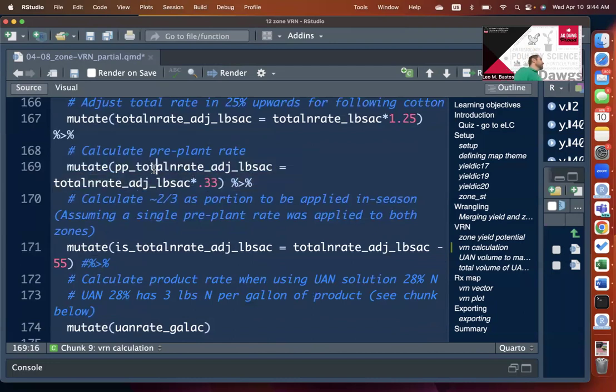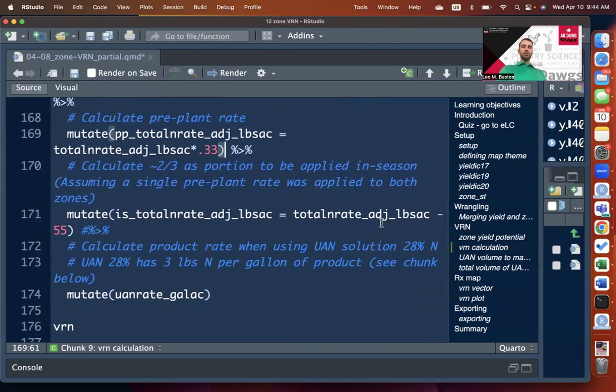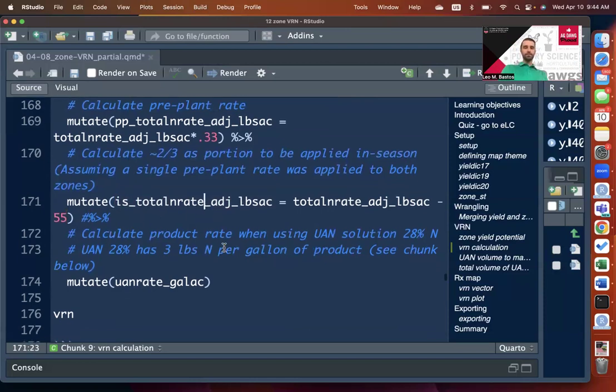So the total is going to be split between a pre-plant and an in-season, or a pre-plant and side dress. The pre-plant is just 33% of the total rate. The remaining of that is what goes on side dress in season. So it's just the difference of that total N rate minus the pre-plant, which we determined would be a fixed rate for both of the zones, because our goal is not to apply a pre-plant variable rate, it's just an in-season variable rate. And then we come up with our in-season total nitrogen adjusted per zone.